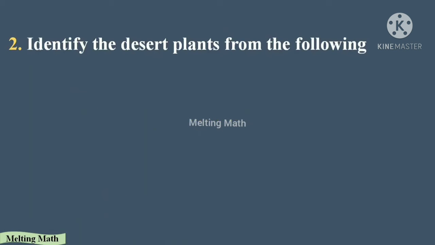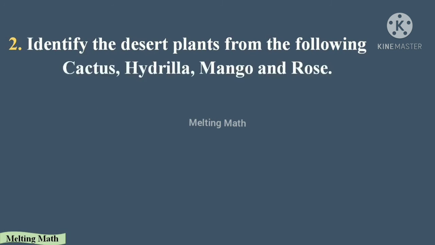They gave some 4 plants. Let's find out which one grows only in the desert. Okay, they gave a cactus, hydrilla, mango and rose. We know it. So cactus is the desert plant. It grows only in the desert. It stores water and the minerals in its stem. Whenever it needs water and minerals, it transfers that water and minerals into the root. Okay, so second one answer is cactus.